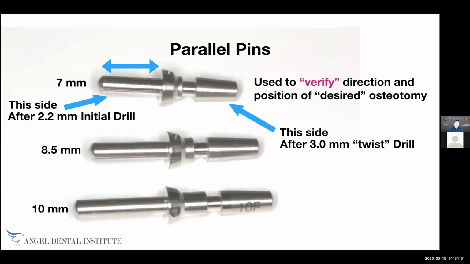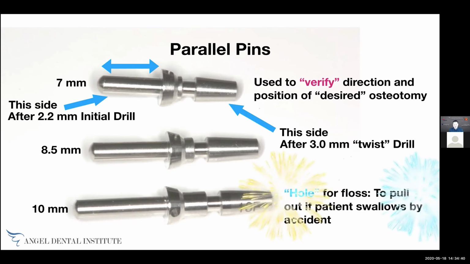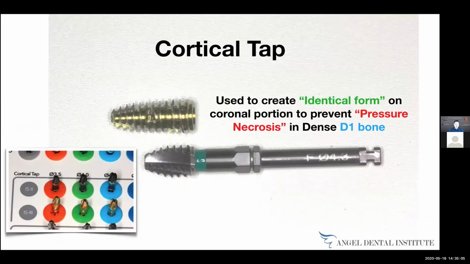And then to verify that you're progressing properly, you could flip these parallel pins and verify with the other end. And here's one thing that you have to look at. There's a hole for floss to pull it out of the patient if a patient accidentally swallows it. So you put a floss in there and tie it up, because these can be pretty slippery, and patients are lying on their back and they could aspirate. So that's what that hole is for.